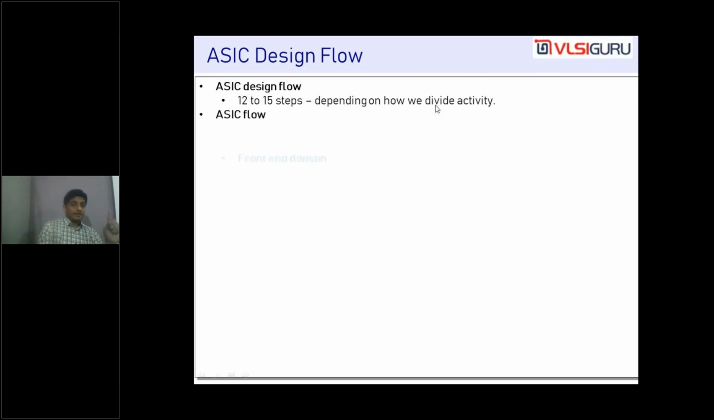Okay. There are two major domains in the ASIC flow. One is called the front-end domain, one is called the back-end domain. We'll talk about both of them. First, it starts with what? Design requirements. What do design requirements mean?